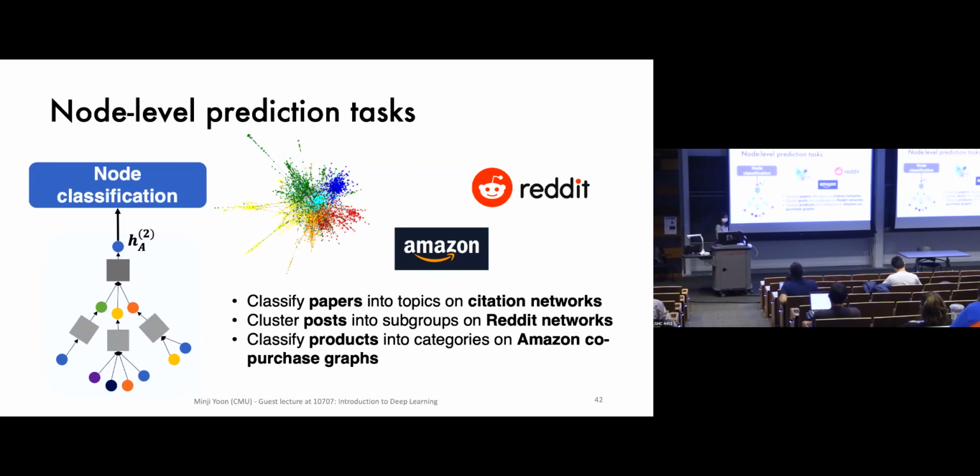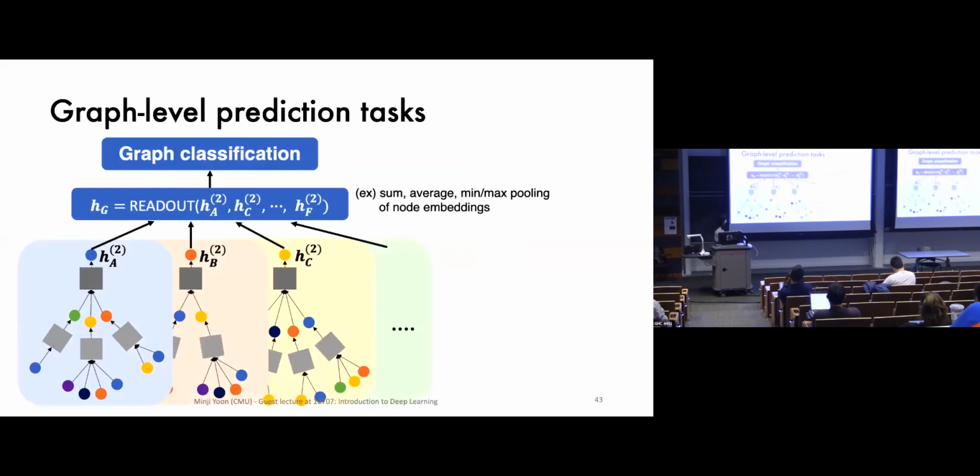And in the Amazon co-purchase graph, where if two products are purchased frequently together, there is an edge. That's the Amazon co-purchase graph. And we can classify products into categories, like this is furniture or this is bathroom items. And for graph level prediction, as I told you, we compute node embedding first, and then we run the readout operation. The readout operation is a kind of summarization operation. Here, we commonly do not use complicated operations. We just use sum, average or mean, and max pooling of all node embeddings in the graph. And then finally, one graph has one representation, and using that representation, we can predict the property of the graph.